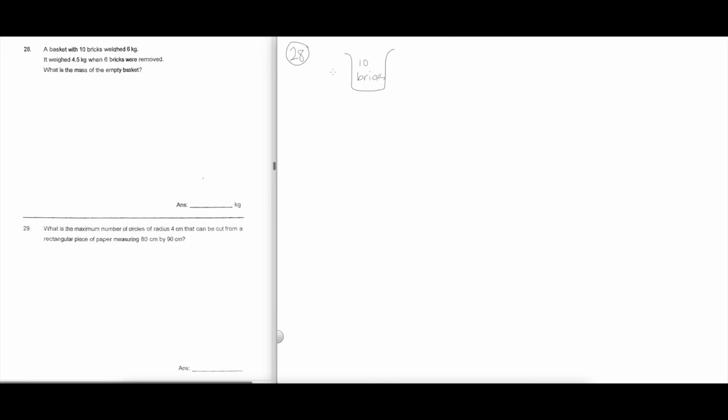Alright, so how much does it weigh? It weighs 6 kg, right? So this is my weighing scale, and the weighing scale will show 6 kg. So next one, same basket. Pardon my drawing. When 6 bricks were removed, how many bricks do I have left? I have 4 bricks left.